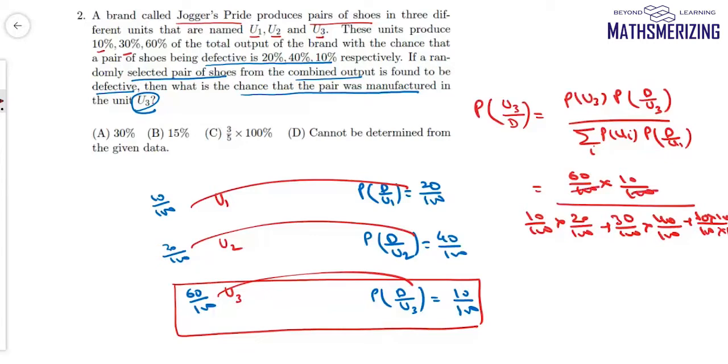I can cancel these hundreds and I can also cancel these zeros. What I'm left with is 6 in the numerator, and in the denominator 2 plus 12 is 14, 14 plus 6 is 20. So that is 6 upon 20, which is 3 by 10. So the answer to this question is simply 3 by 10, which is 30%, and that's your option A.